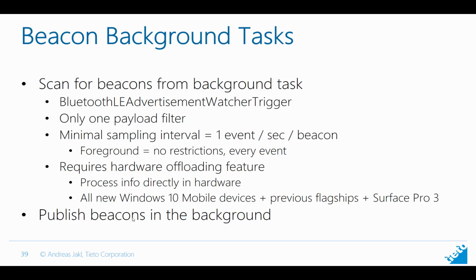So of course, you usually want to have background tasks, because this should also work when your app is not in the foreground. So you can scan for beacons in the background task. And essentially, you just need a Bluetooth low energy advertisement watcher trigger, which triggers your background task whenever there's a beacon found. You can only define one payload filter for energy reasons, and there's also a minimum sampling interval for energy efficiency reasons, so you only get one event per second per beacon if you're running in the background. If your app is in the foreground, there are no restrictions.